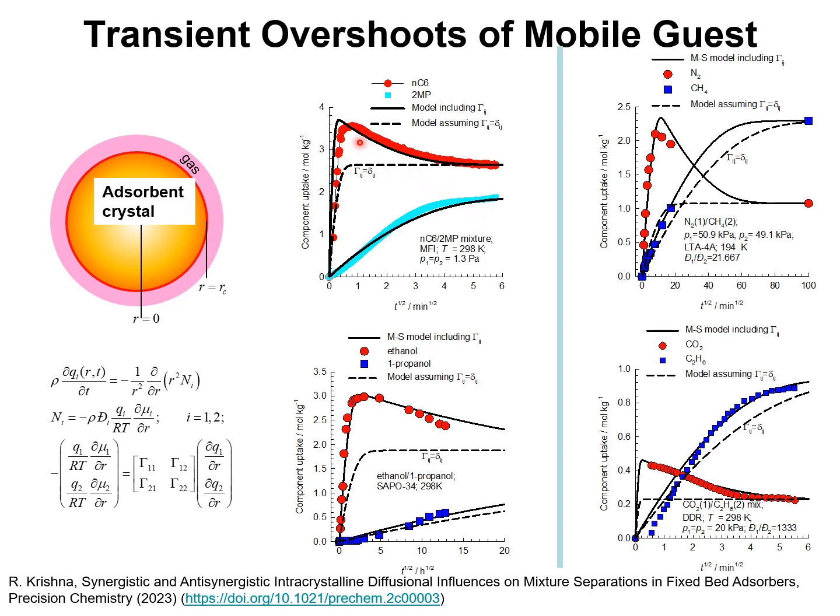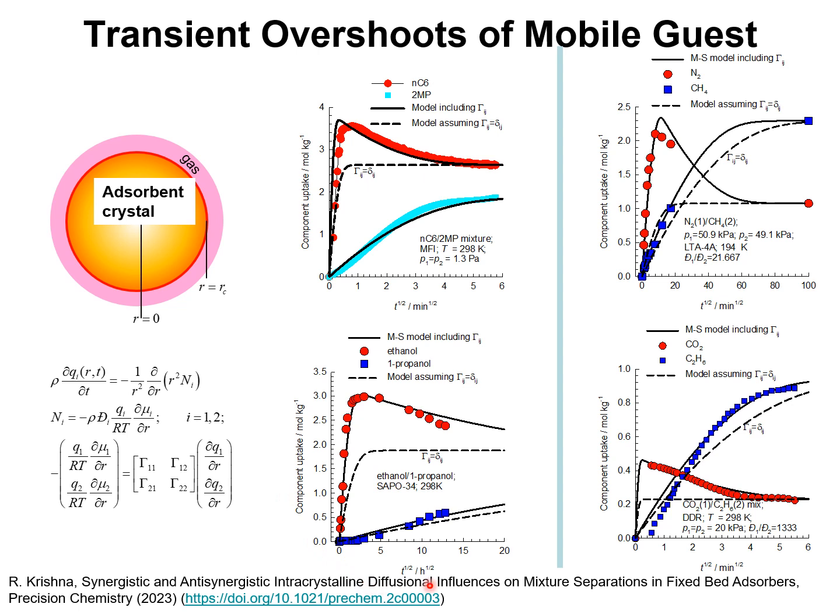The ratio of diffusivities of normal hexane to that of 2-methyl pentane is 100, and both adsorption and diffusion favor normal hexane. So this is an example of synergistic separation of normal hexane and 2-methyl pentane using MFI zeolite.